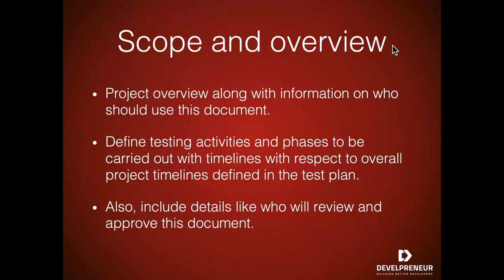We need to define testing activities and phases to be carried out with timelines with respect to overall project timelines defined in the test plan. This basically helps you keep the project on scope and avoid scope creep or any additional problems. So if a particular piece of the application starts running off the rails, this will help you identify that and hopefully get you back on track. This also includes details like who will review and approve this document. So this is going to be like the business managers, the customer, project managers, test managers. So once you actually build the test strategy document, once it's finalized, everyone needs to sign off on it so everyone's on the same page.